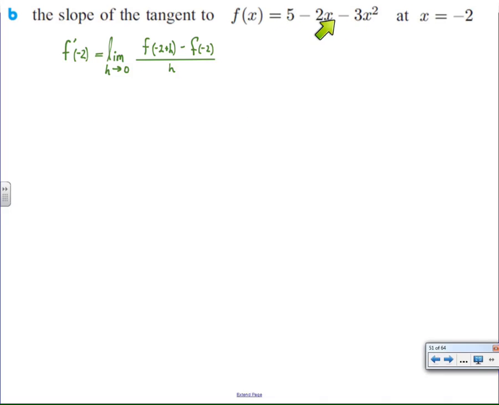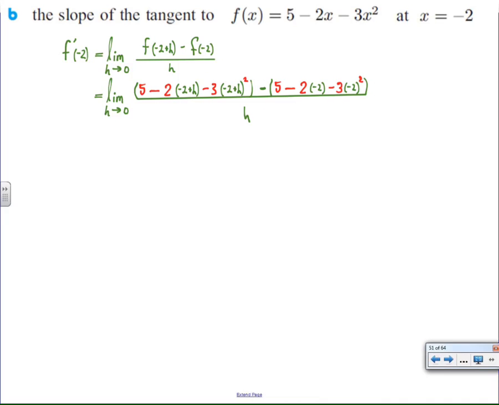Here's my function. Wherever I see x, I'm going to replace it with -2 plus h for the first part of my quotient. So there. Here we can see -2 plus h substituted in for x here, and substituted in for x here before we square it. Now in the other case we have -2, so I'm going to have 5 minus 2 times -2 minus 3 times -2 squared, and all of that has to be divided by h. This looks like a lot of stuff, but just be patient.